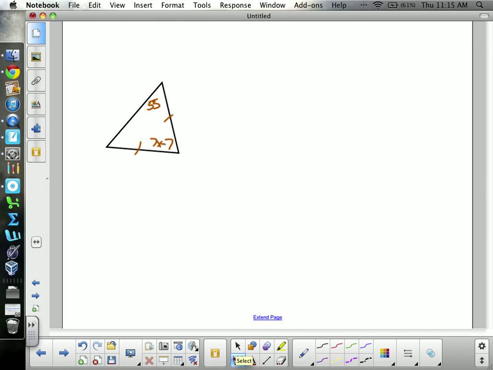So again, we have to figure out what's going on. If this is 55, what's this angle over here going to be, down to the lower left? This is one of my base angles, not my vertex, right? So where's my other base angle? Is it lower left or lower right? Lower left, because it has to be opposite the congruent sides. This is my vertex. So this is 55, so that's 110, making this angle 70. So 7x minus 7 equals 70. We add 7 to each side. 7x is 77, so x is 11.